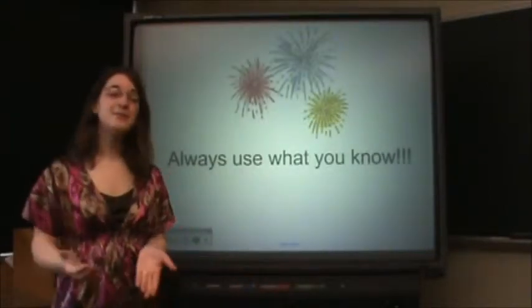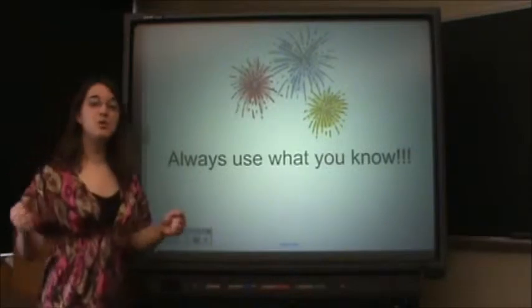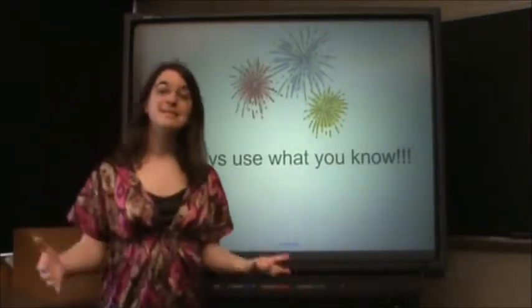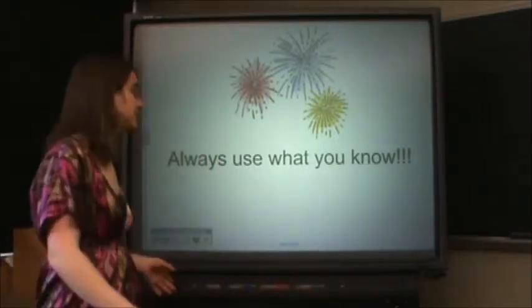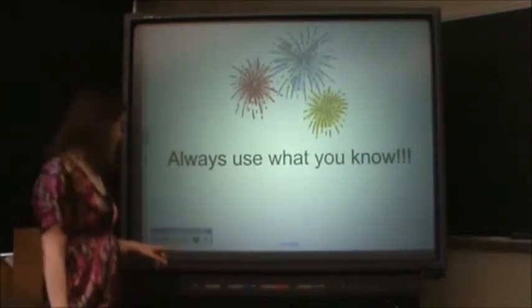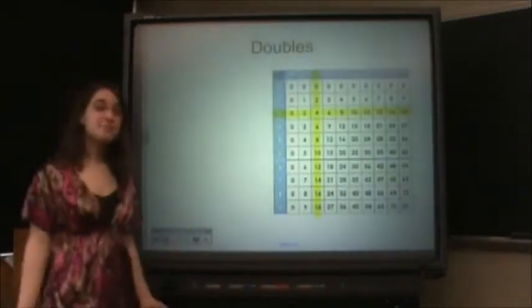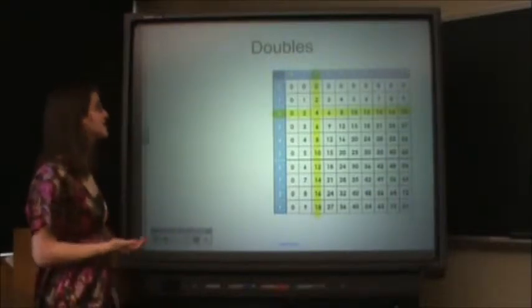Our motto for multiplication should be always use what you know. Use the basic facts that you already know to get you to the facts that you don't know. We're going to talk about a few ways to do that today. The first way to do that is by looking at doubles.